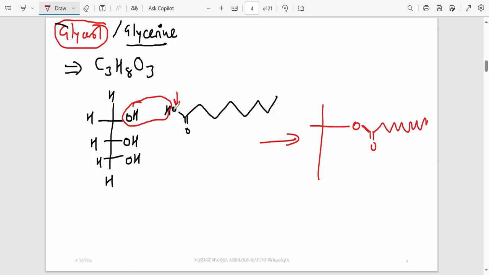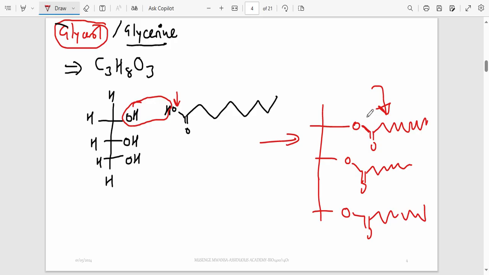If you have glycerol and only one fatty acid, we call that a monoglyceride. If we add two, like this, this is a diglyceride. If we have three, like that, this is known as a triglyceride. The fatty acids that you are using can either be saturated or unsaturated, doesn't matter. But take note, a fatty acid plus glycerol gives you a glyceride.